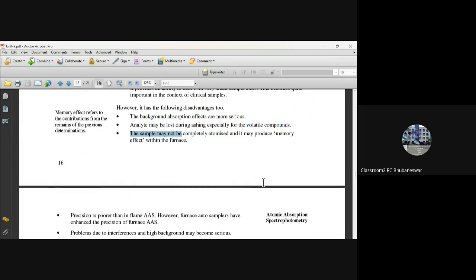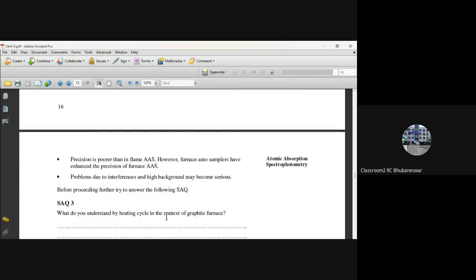The sample may not be completely atomized also sometimes. Okay, so the precision is poorer than in flame AAS. However, furnace autosamplers have enhanced the precision of your furnace AAS. So problems due to interferences and background, high background also will be there.